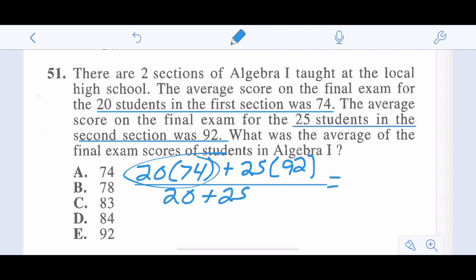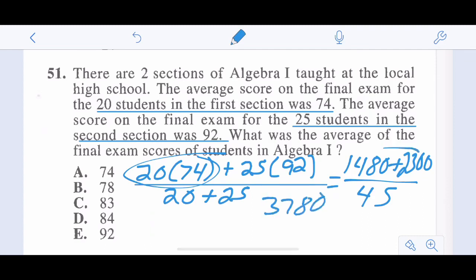We get 1,480 plus 2,300. I'm not going to have room here. There we go. 2,300 divided by 45. And that's going to be 3,780. We add these together, divided by 45. And that equals 84, or choice D.